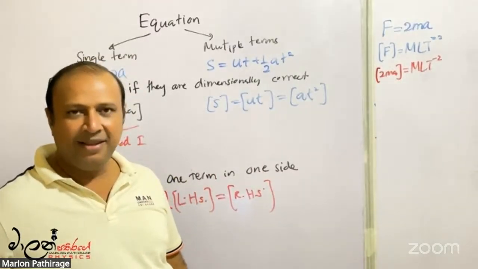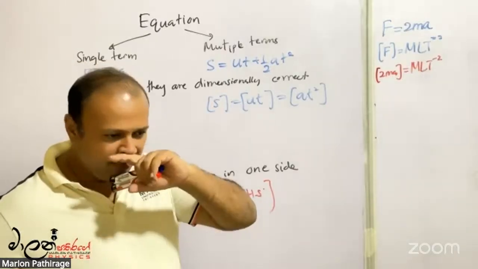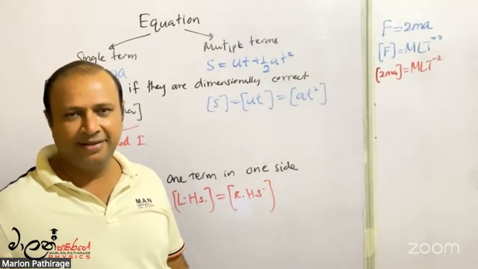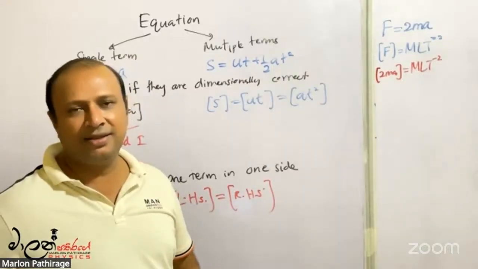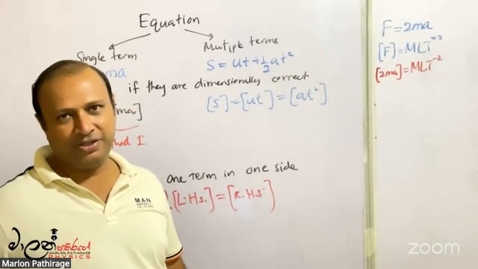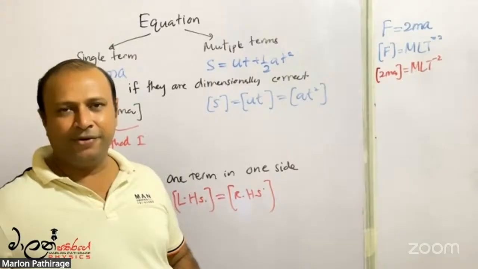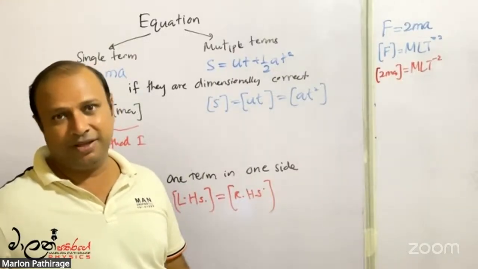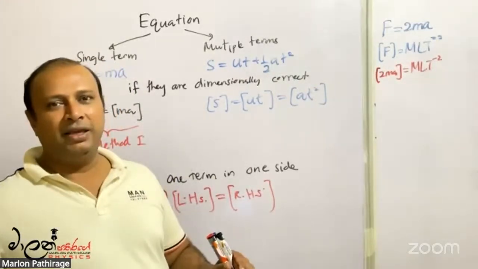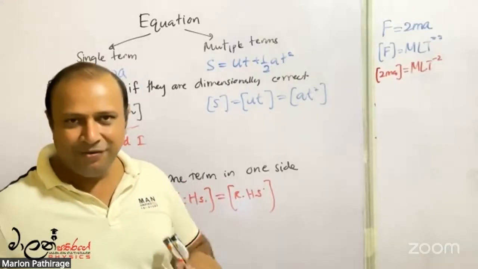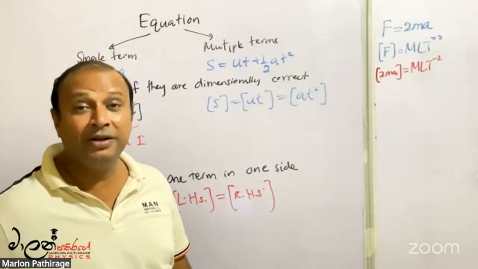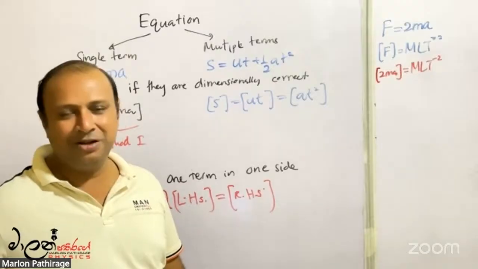Suppose you are given an equation that you haven't seen before. Suppose there are some numbers in that equation. How do you say whether those numbers are correct or not? You cannot say. Therefore, that is the limitation of this analysis. We cannot evaluate the accuracy of numerical factors, because they do not have dimensions.